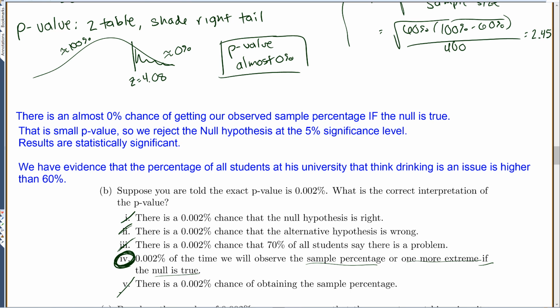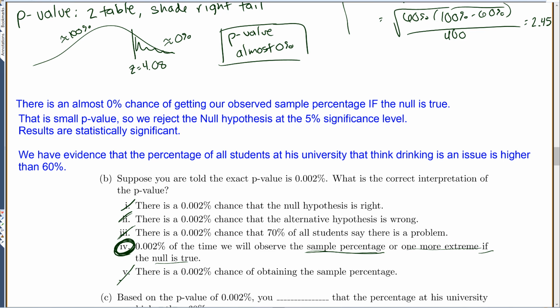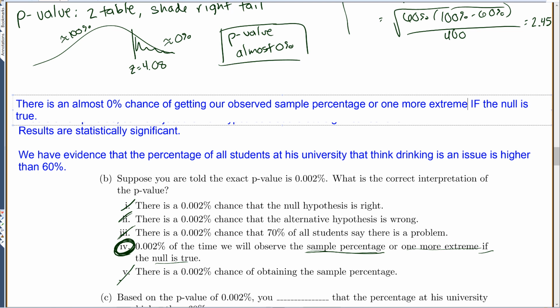Sometimes she won't have that extreme, one more extreme. It's supposed to be in there. Sometimes we don't always emphasize it just because we really want you guys to focus on this part. So that's the part we make sure we write every time. So we can come back and add it into our interpretation. If you see her write an interpretation on the exam and she forgets the if or one more extreme, still pick it. It's still the right one. The main part is it needs to be our sample percentage or one more extreme if the null is true.